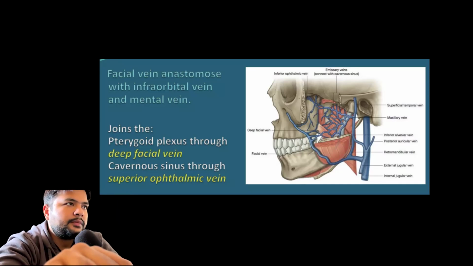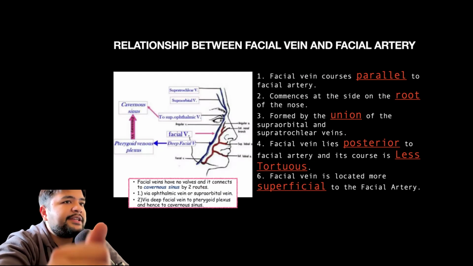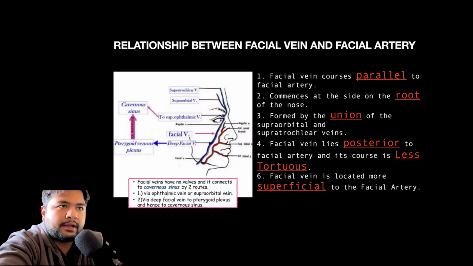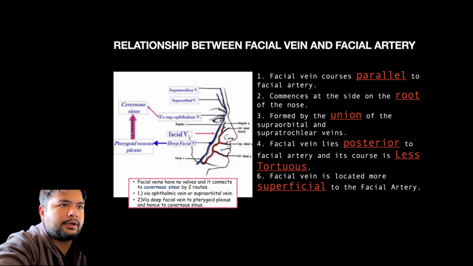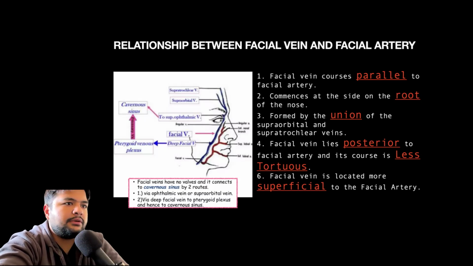The relationship between the facial vein and the facial artery, as I told earlier, will be discussed. The facial vein courses parallel to the facial artery. It commences at the side of the root of the nose, formed by the union of the supraorbital and supratrochlear veins. The facial vein lies posterior to the facial artery, its course is less tortuous, and it is located more superficial to the facial artery.